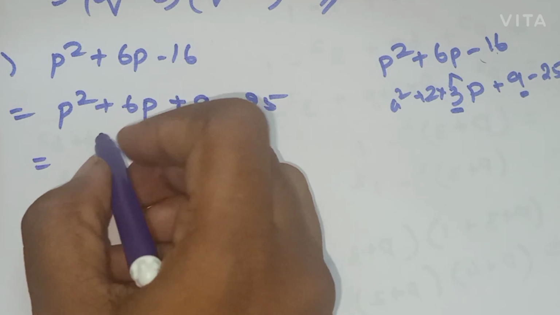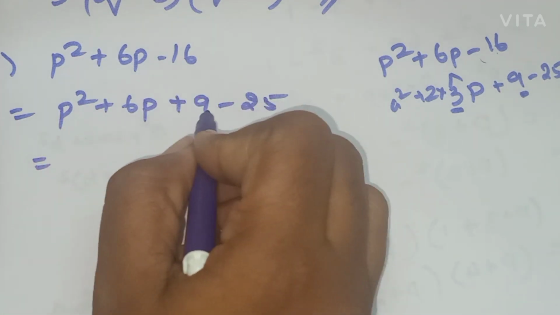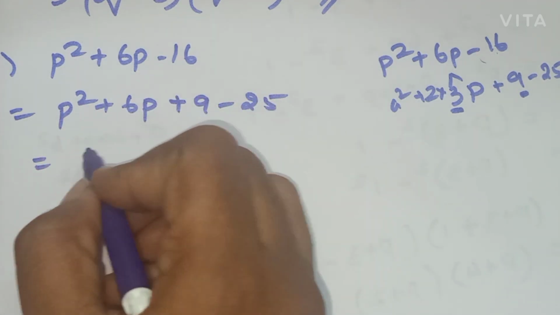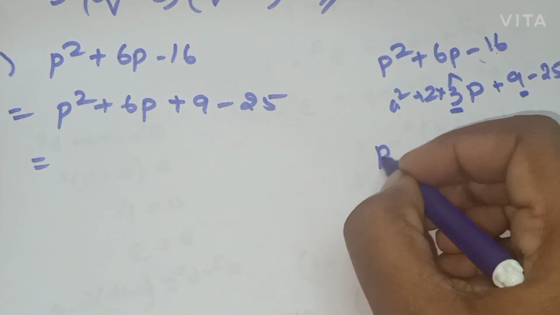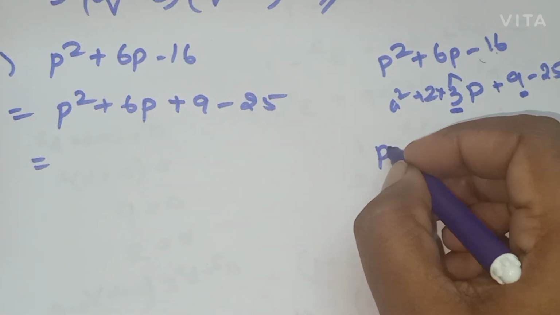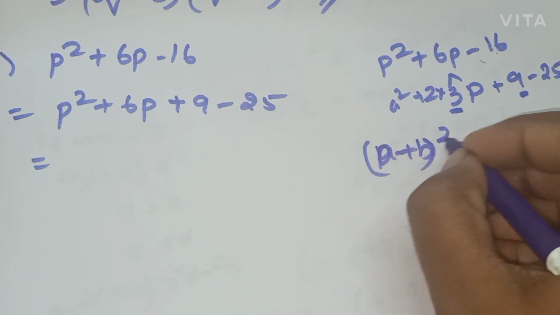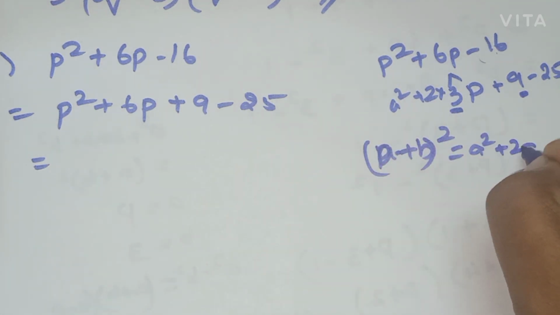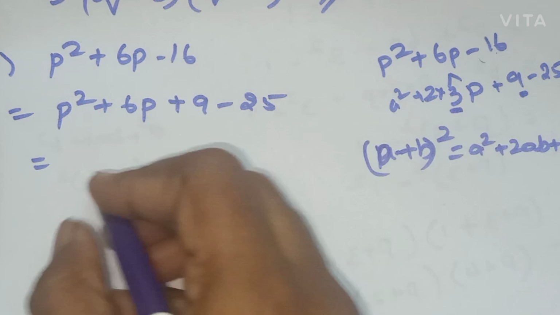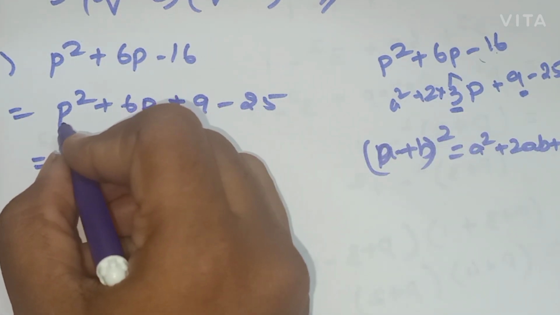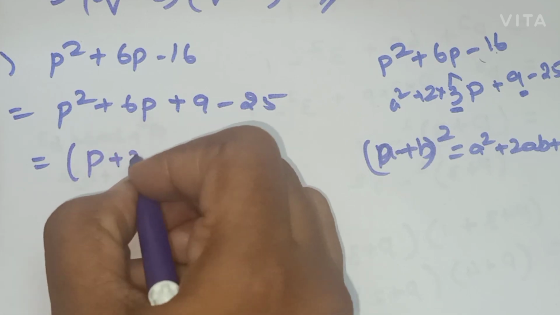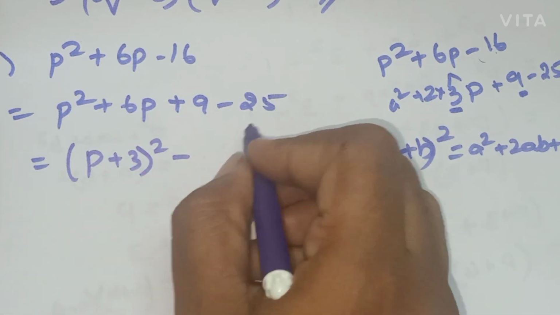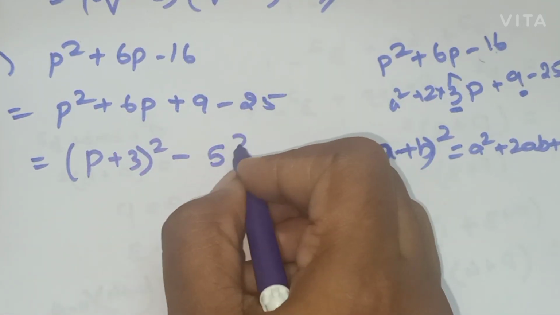Now it is of the form a square plus 2ab plus b square, which will be a plus b the whole square. Let me write the formula: a plus b the whole square is equal to a square plus 2ab plus b square. In the place of a we have p, in the place of b we have 3. So p plus 3 the whole square minus 25, we can write it as 5 square.